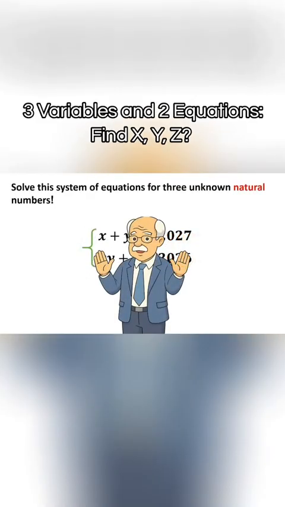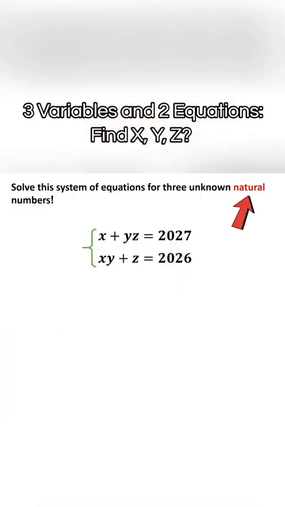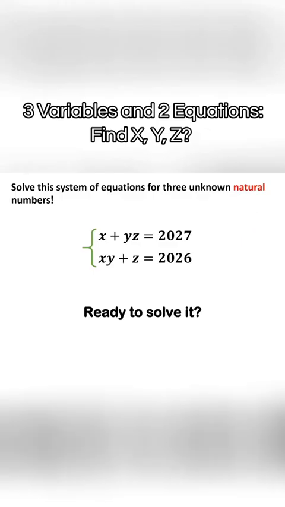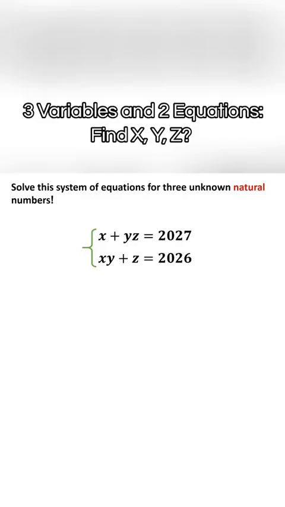But wait, there is a hidden detail here that changes everything. Our unknowns must be natural numbers. This small constraint is the master key to this puzzle. Ready to solve it? Now, you might be tempted to try the obvious route, squaring both sides and subtracting them to use the difference of squares.